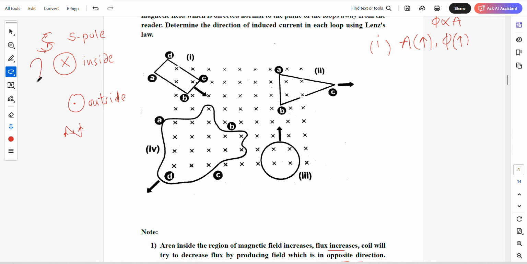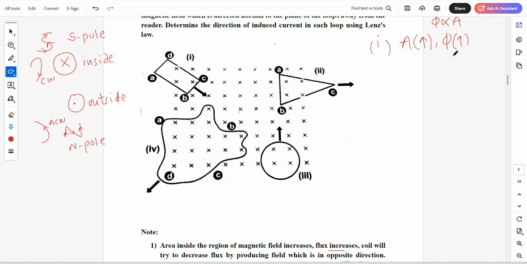This is clockwise. This is anti-clockwise. N pole, north pole. Right. Okay. Now here, what happens?